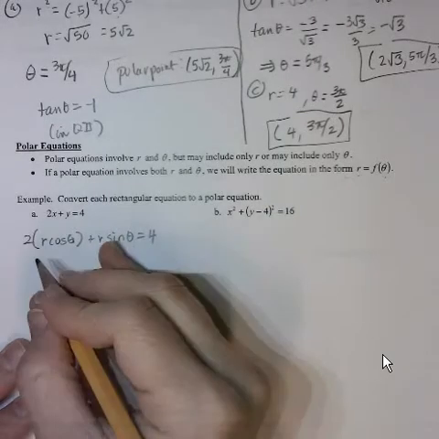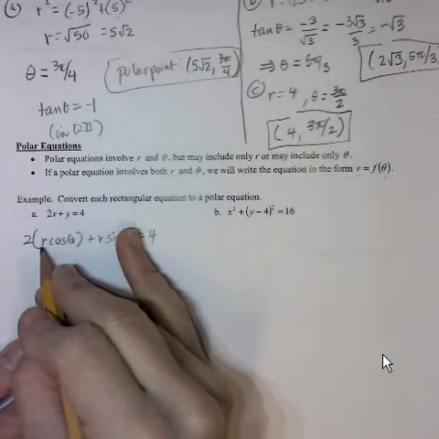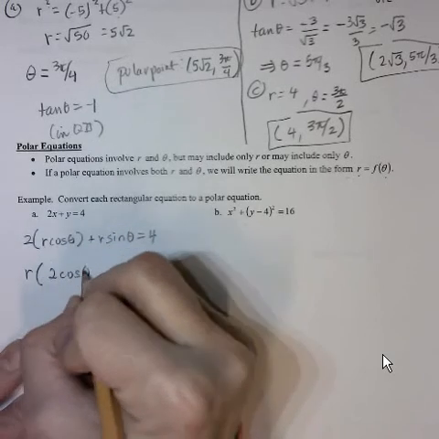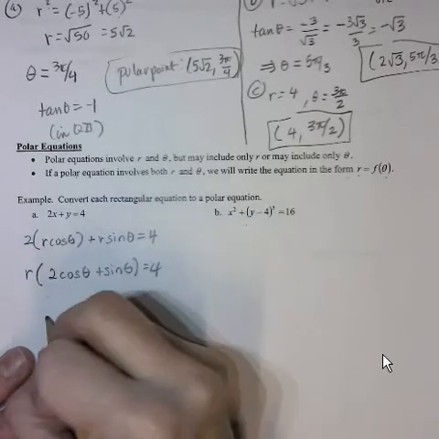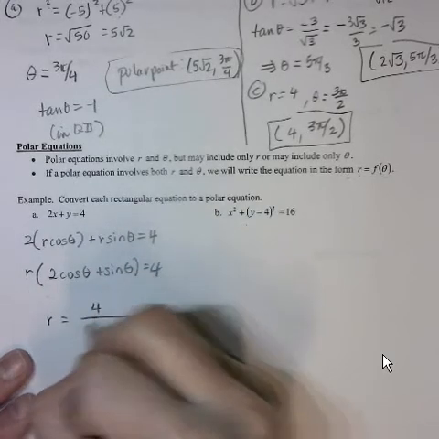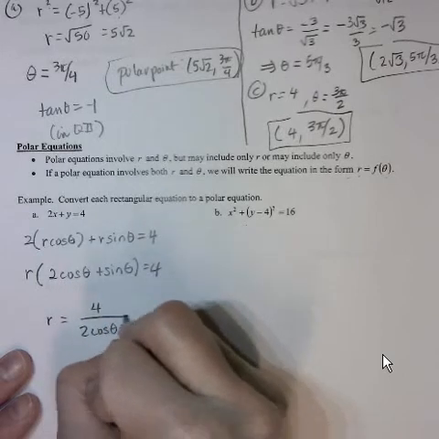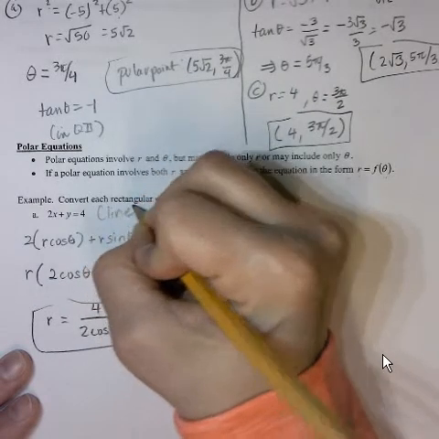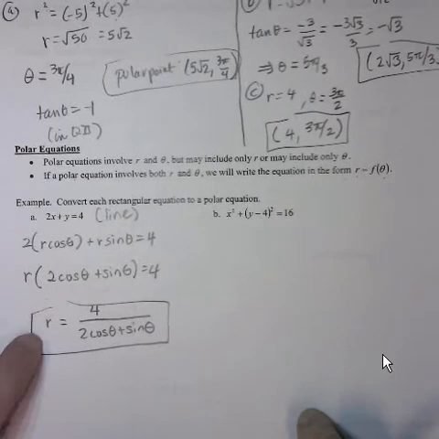Again, the parentheses don't really need to be there. So we like to write r in terms of theta. So factor out r, and you have r times 2 cosine theta plus sine theta equals 4. So r equals 4 over 2 cosine theta plus sine theta. So this is a line, of course, right? So this line in rectangular form, this is a line in polar form.